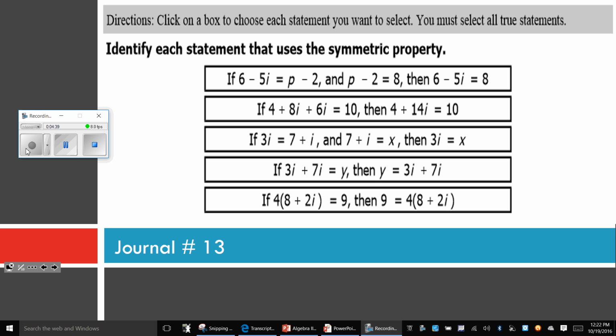All right, so let's take a look at these. Let's look at the first one. 6 minus 5i equals p minus 2. And p minus 2 is equal to 8. So then who else is equal? If these are both equal to p minus 2, who else is equal? 6 minus 5i is equal to the 8. What property would that be?